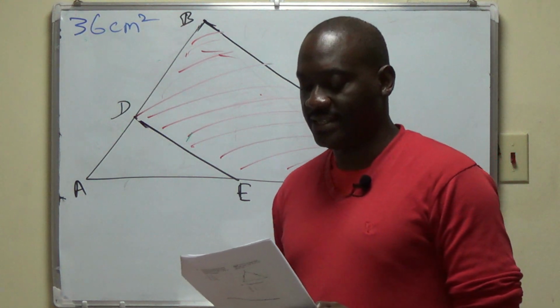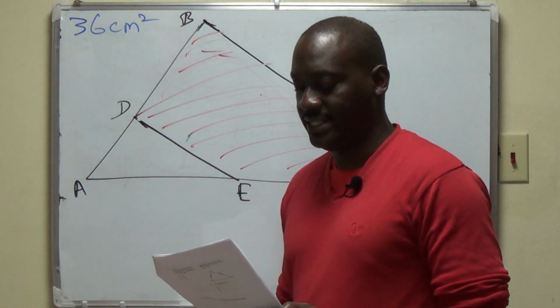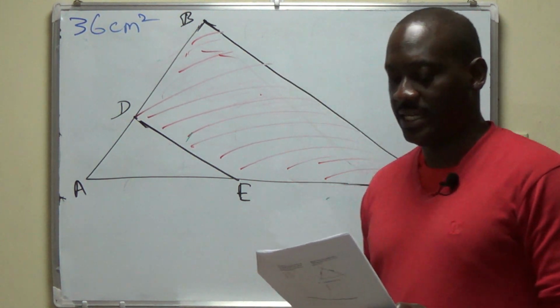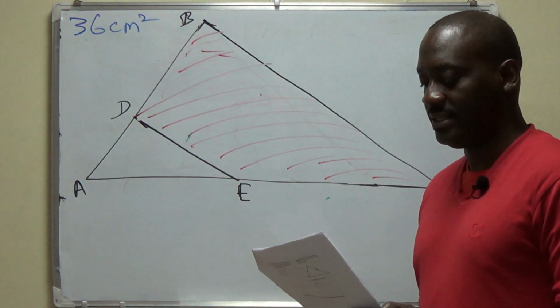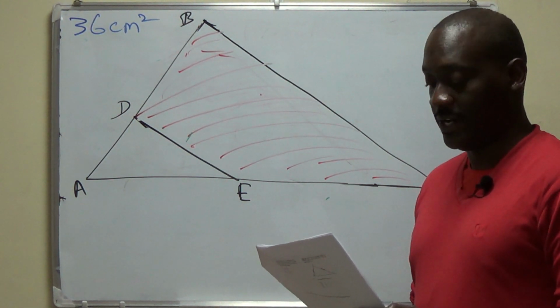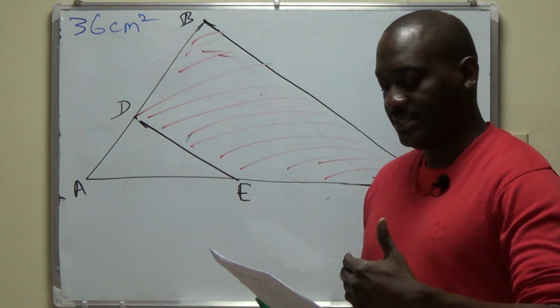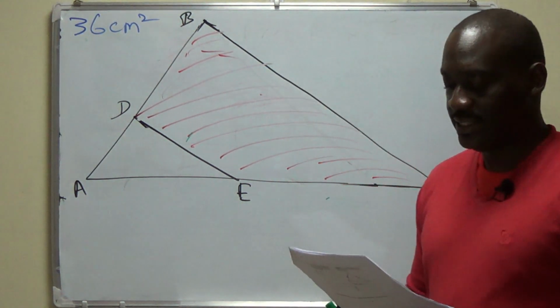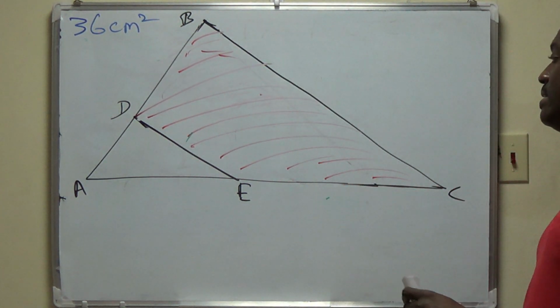Triangle ABC is an enlargement of triangle ADE such that AD over DB is equal to AE over EC is equal to 1 over 2. If the area of ABC is 36 centimeters squared, then the area of DECB in centimeters squared is?